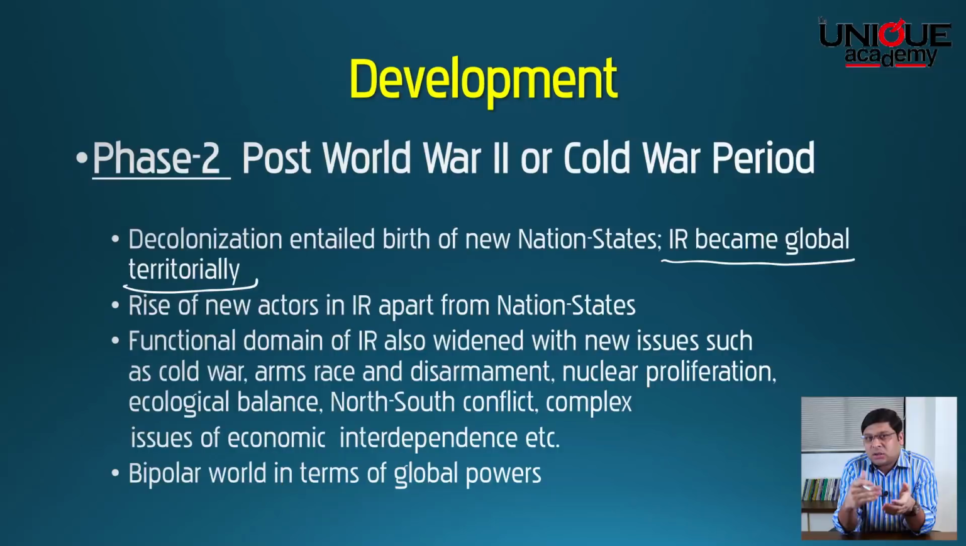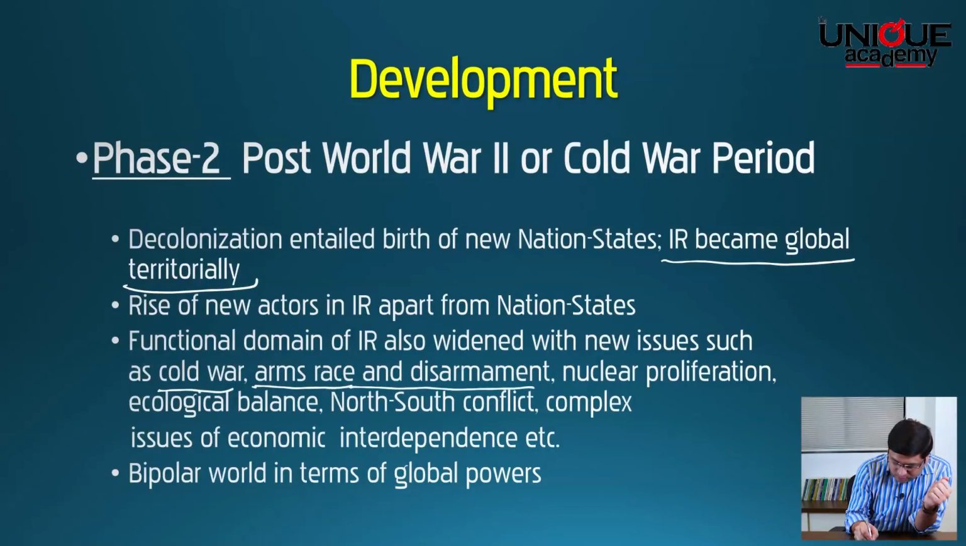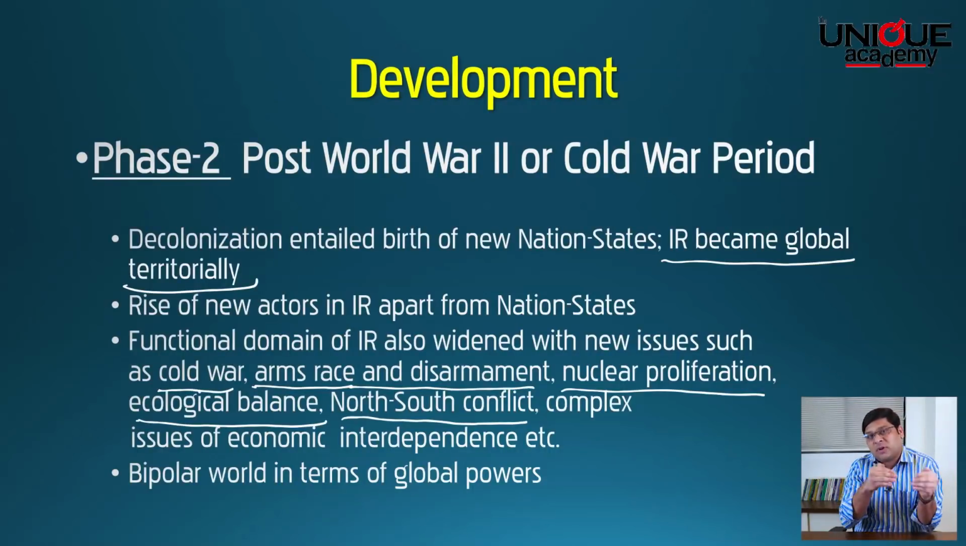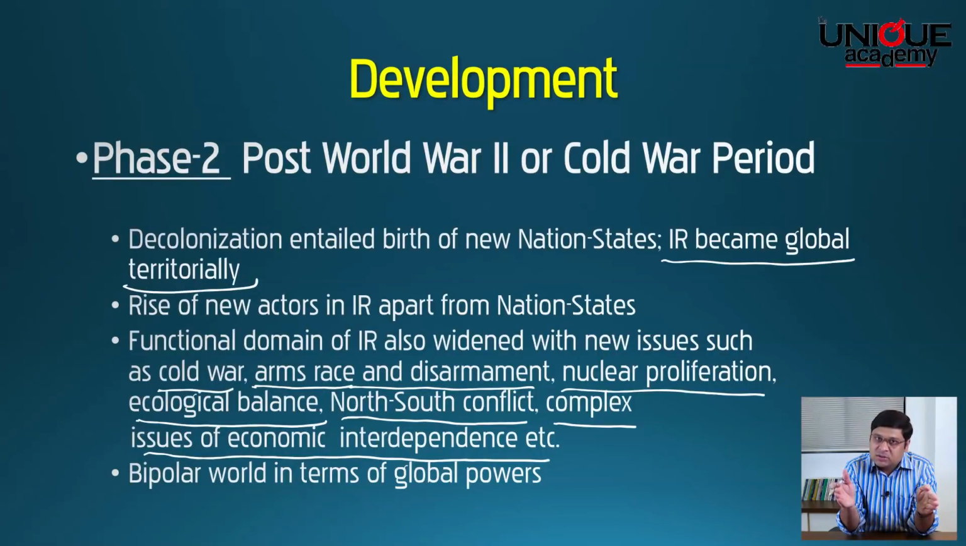Rather, it increased like anything in the post World War era. And certain important issues like Cold War, we talk about arms race and disarmament, nuclear proliferation, ecological balance, which came in 1970s, North-South conflict alongside the East-West conflict of Cold War, and most importantly, complex issues of economic interdependence started dominating international relations. This is how the scope in terms of functional areas increased in international relations, and that becomes an important factor we need to consider when it comes to foreign policy of India. We must note here that the foreign policy of India started in this context.